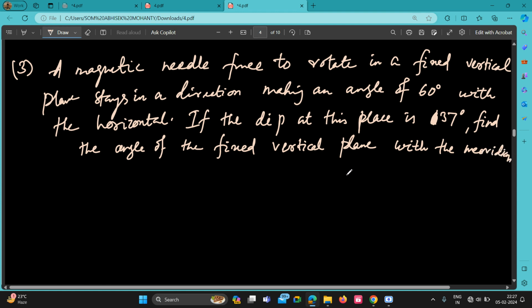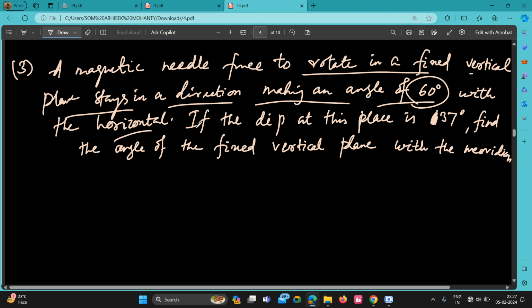Okay, a magnetic needle free to rotate in a fixed vertical plane stays in a direction making an angle of 60 degree with the horizontal. If the dip at this place is 37 degree, find the angle of the fixed vertical plane with the meridian. Okay, magnetic needle is there. It's free to rotate in a fixed vertical plane, stays in a direction making an angle 60 degree with the horizontal.